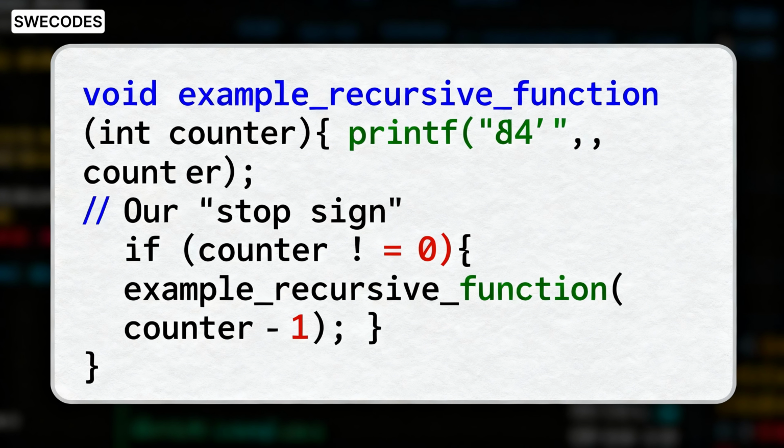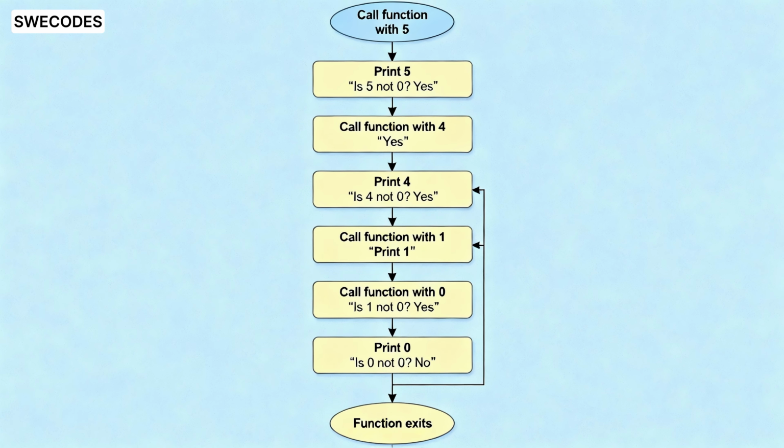void example_recursive_function(int counter) printf("%d\n", counter); Our stop sign. If counter not equals 0, example_recursive_function(counter - 1). Now let's trace it. It's called with 5. It prints 5. Is 5 not 0? Yes. It calls itself with 4. It's called with 4. It prints 4. Is 4 not 0? Yes. It calls itself with 3. This continues.